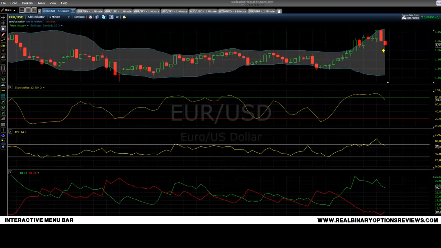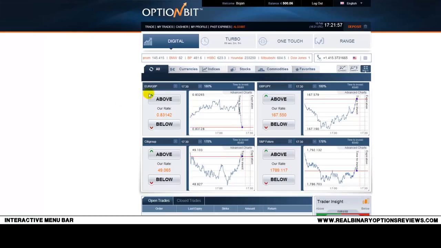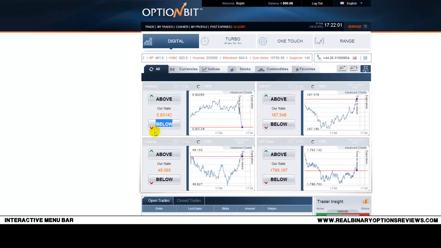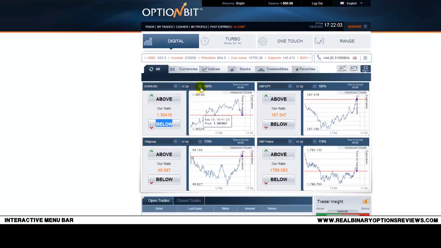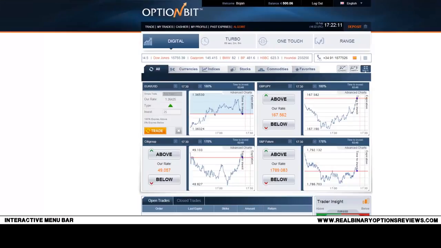So, as we said, we're going to trade euro-dollar, to go up, and the option will close at the 5 and 30 minutes. So I'm just going to enter my trade on this position. I think that the price is low enough, and I'm going to enter 50 euro per this trade.